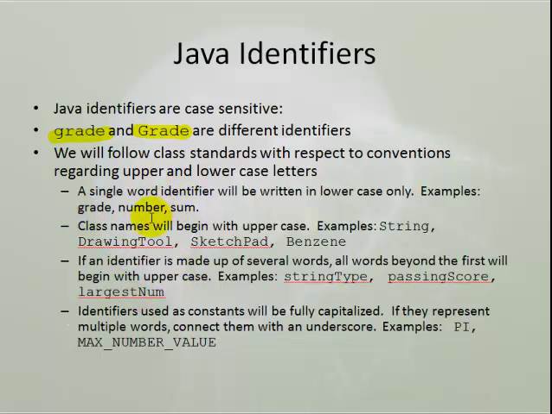So some rules that we will follow. A single word identifier, like grade and grade up there, will be written all in lowercase, if you mean for it to be a variable, or a method name, and it's just one word, then you're just going to write out the whole word. We're not going to use variables like X, Y, and Z like you would in a math class.